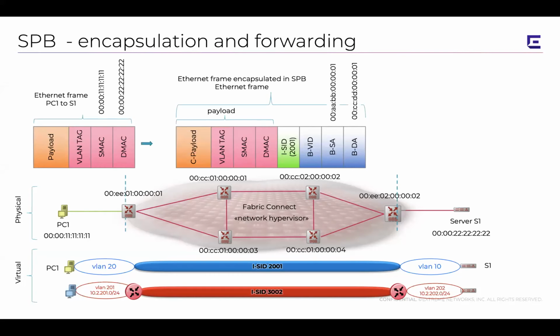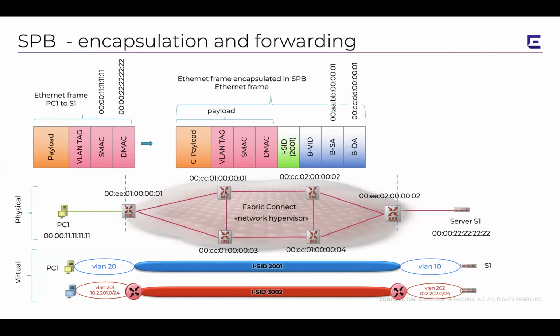The switch, knowing that this server is connected to VLAN 20 which is mapped into ISID 2001, will encapsulate this into a new Ethernet frame, with the destination MAC address being the switch at the far right side where my server S1 is connected. This is like an ordinary Ethernet frame with a few exceptions. One key exception is this green field called ISID, or service ID, which identifies which virtual network this packet belongs to. But the packet will be switched through the network as an ordinary Ethernet frame, and eventually it will arrive at the far right side.